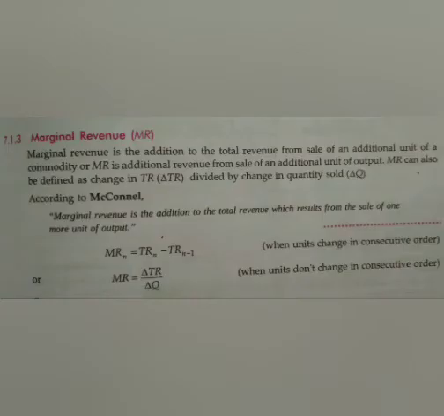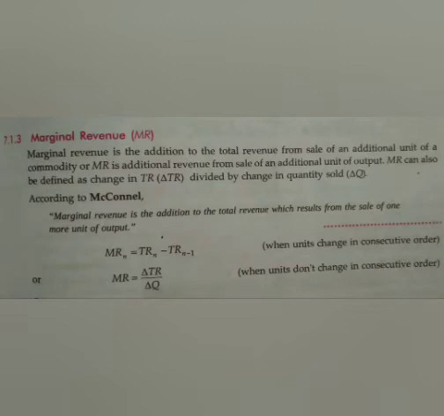The next revenue is marginal revenue. Marginal revenue is the addition to total revenue from the sale of an individual unit of a commodity, or additional revenue from the sale of an additional unit of output. It means that after selling an additional unit of a commodity, the revenue that I get is known as marginal revenue.